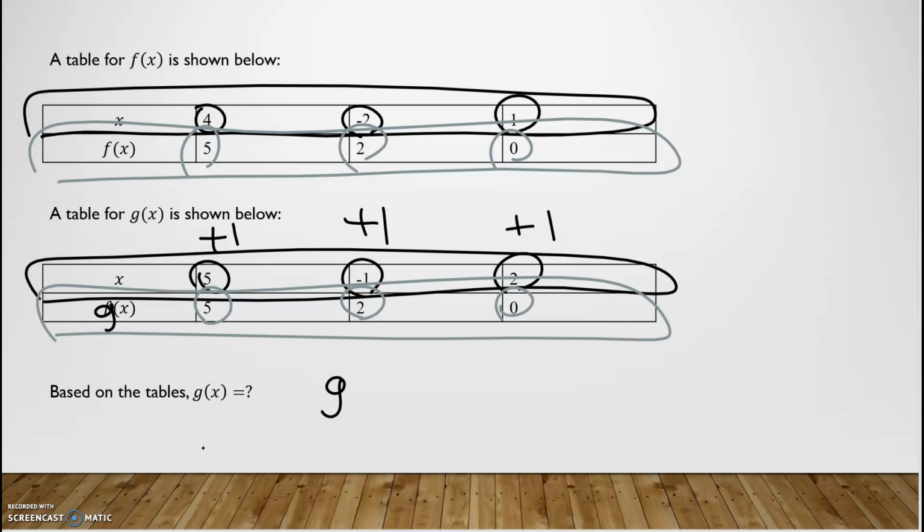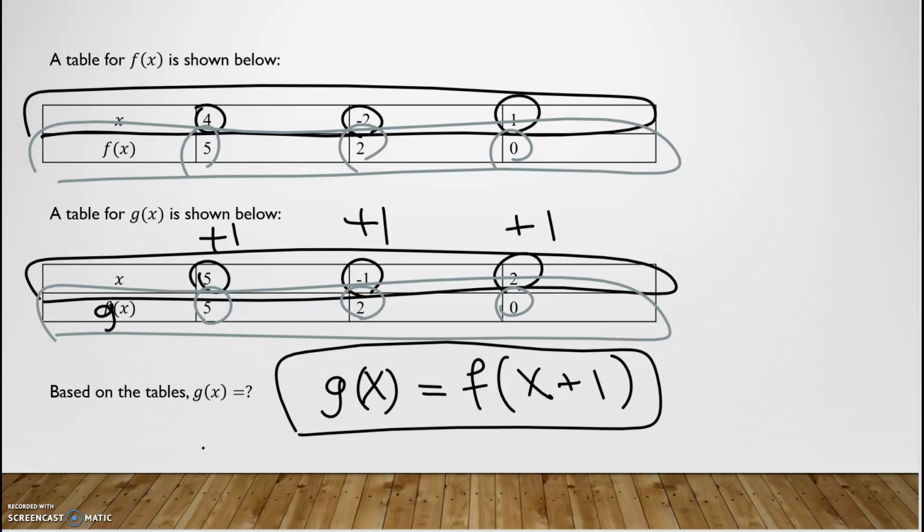Alright, this is part 2 of section 3.5. So what we would have is g of x is equal to f of x plus 1. And this would be your final answer.